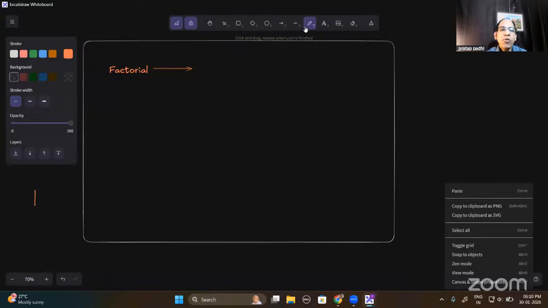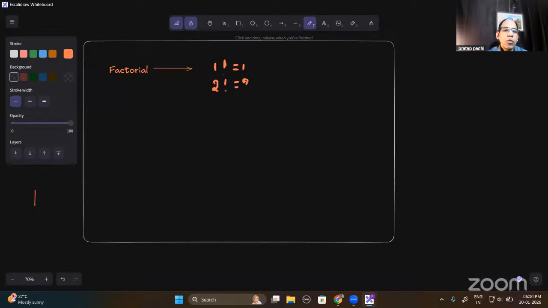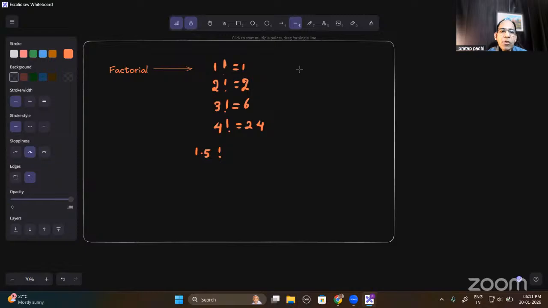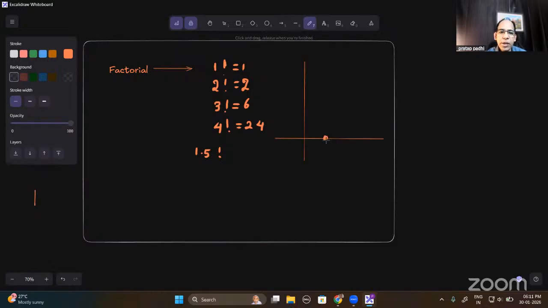Now 2 factorial is equal to 2. 4 factorial is 24. How about 1.5 factorial? We never heard of 1.5 factorial. If you draw the graph of factorial, 1 factorial you have here, the value is 1. So this point is here. How about 2 factorial? 2. So you will come here. 3 factorial, that is 6. We'll try to approximate this with a graph.